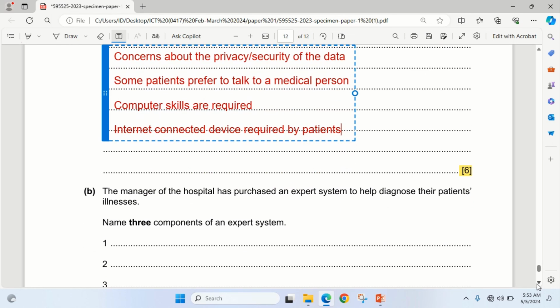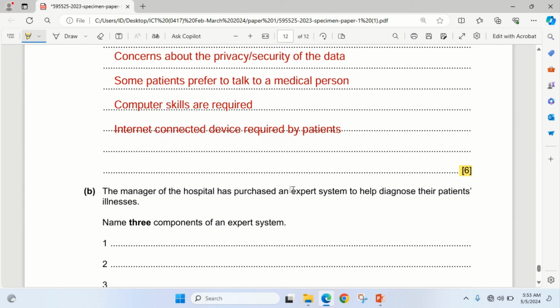Then let's go to the last question. That is question 18b. The manager of the hospital has purchased an expert system, keyword there, expert system, to help diagnose their patients' illnesses. What's an expert system? An expert system is a computerized system that mimics the operation or the expertise of an expert in a field. In this case now, medical field. So name 3 components of an expert system.